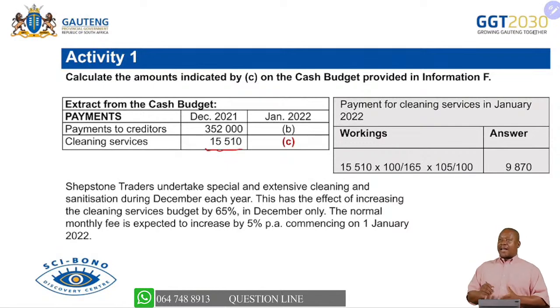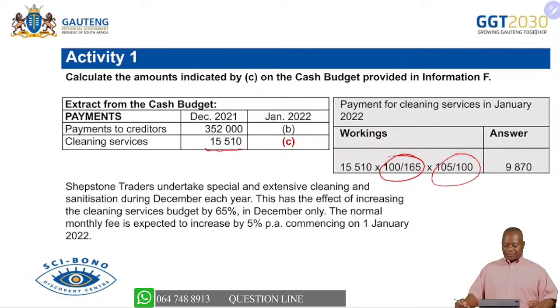15,510 times 100 over 165. Why are we doing that? We want to go back to normal. Okay? After having the normal, we increase it by 5%. So we multiply by 105 over 100. Why are we doing that? To increase it by 5%. So this is to take it back to normal, and this is to increase it by 5%. Hope you are following. Hope it is making sense to you.